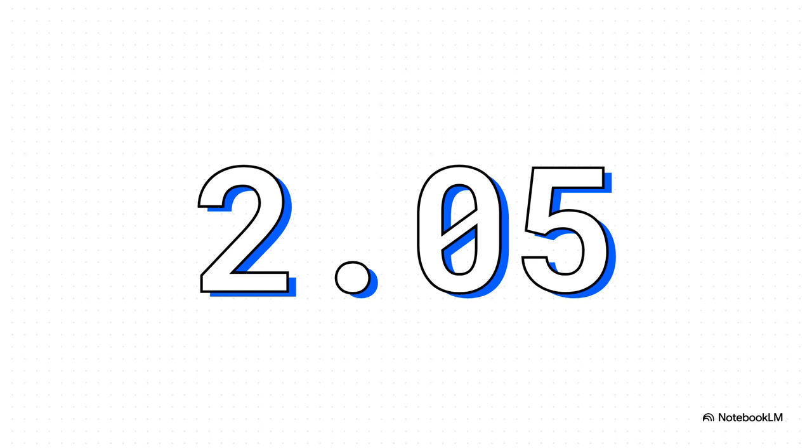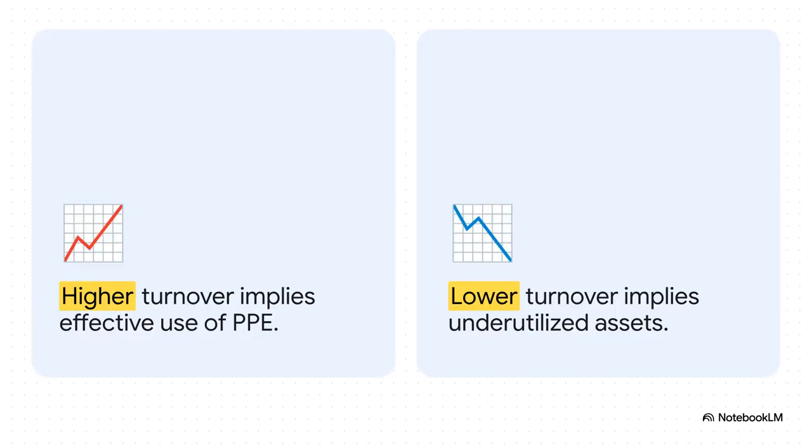To know if that's actually good or bad, we have to have something to compare it to. In our source example, the prior year's ratio was 1.64 times. So jumping from 1.64 all the way to 2.05 times, that is a pretty significant shift. We just need to figure out if that's a red flag or a green light. Look, in a vacuum, a higher turnover, like that jump to 2.05 we just talked about, is exactly the happy path you want to see.